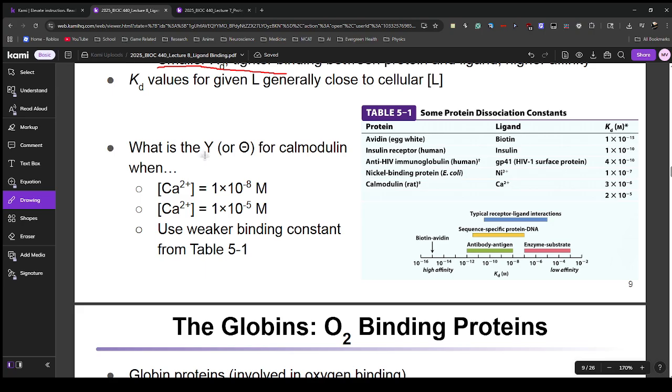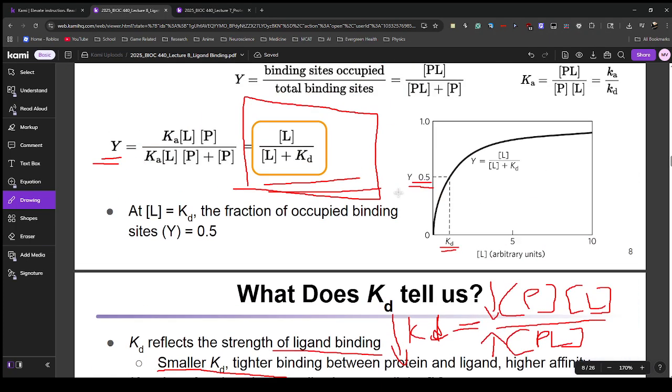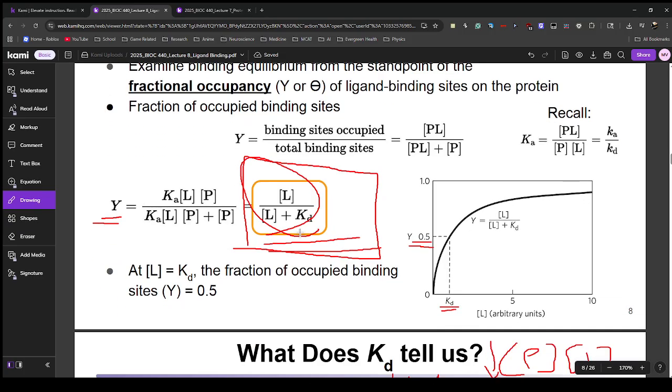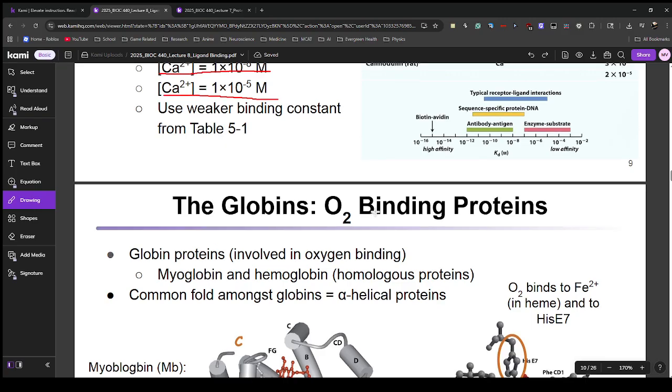So we can look at this, like, what is the fractional occupancy for calmodulin when it's this concentration or this concentration? You can go through these if you'd like, but all you have to do then is use this equation and calculate those.